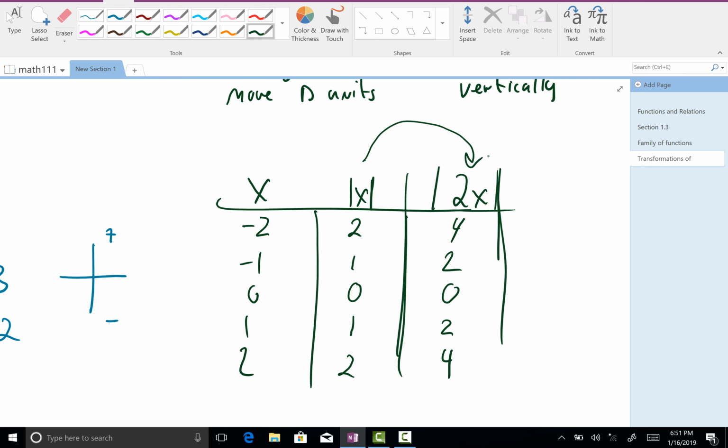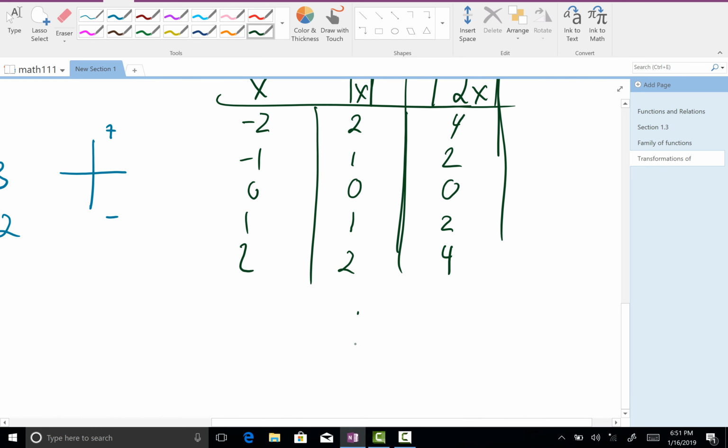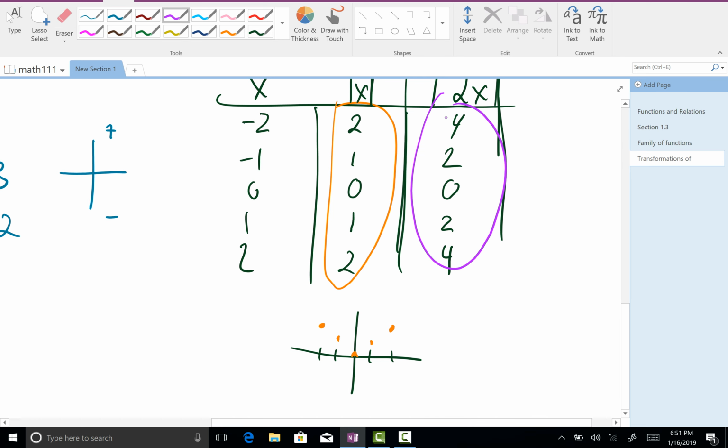They're doubling, okay? So when they're doubling, let's see. Do this by hand. Here we are. Negative 2, it was 2. I'm going to draw this in orange. So 2, 2, 1, 1, 0, 0, 1, 1, 2, 2. But when I put this in purple, I'm going to get 2, 4, 1, 2, 0, 1, 2, and 2, 4. So I get this graph versus this graph.